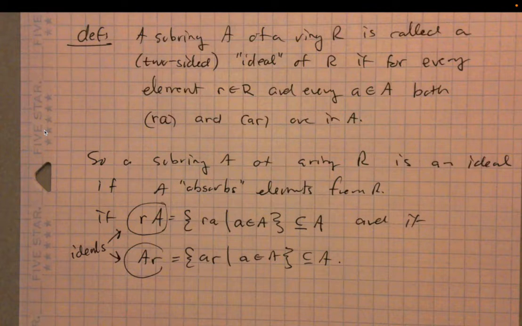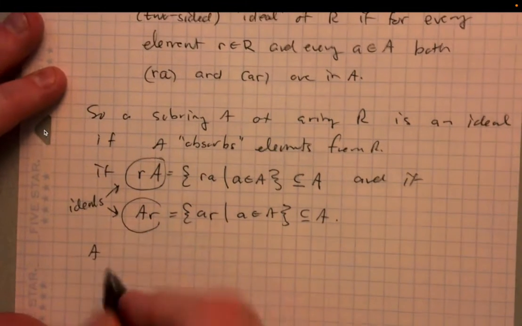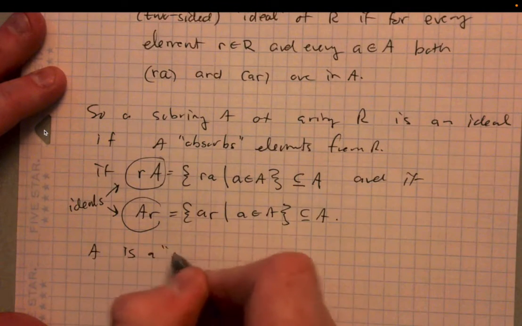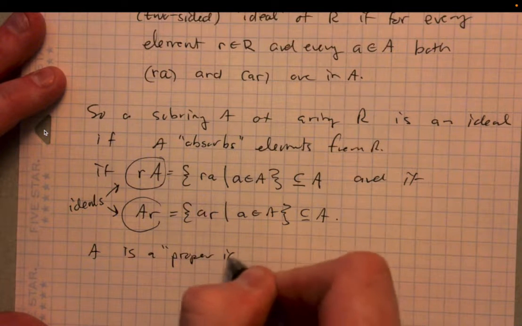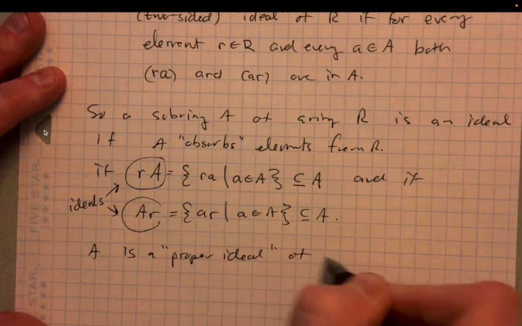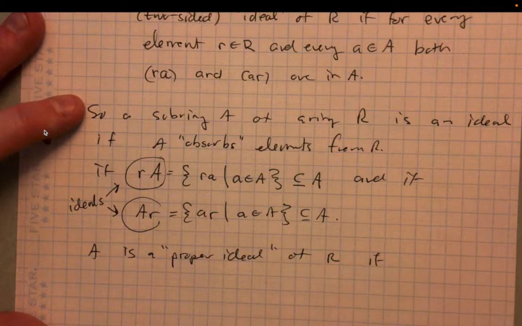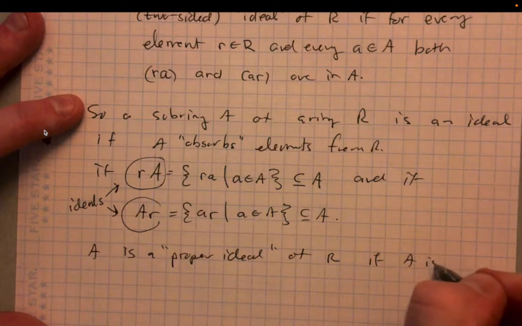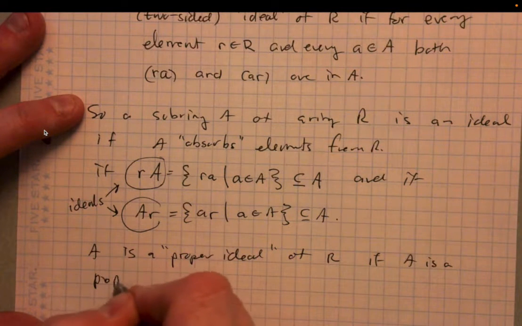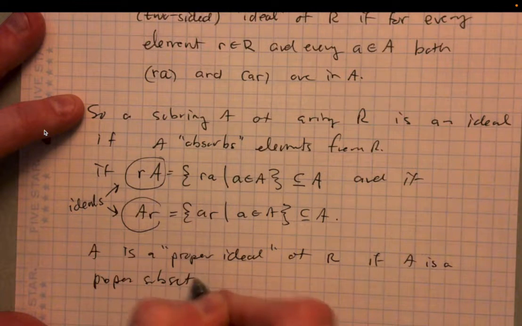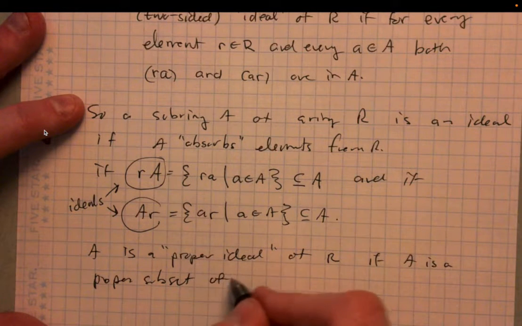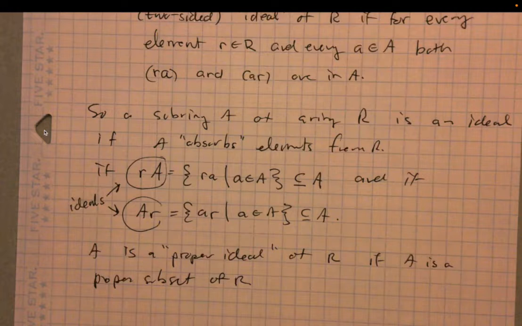And we would say that A is a proper ideal of R if A is a proper subset of R. So obviously it can go both ways.